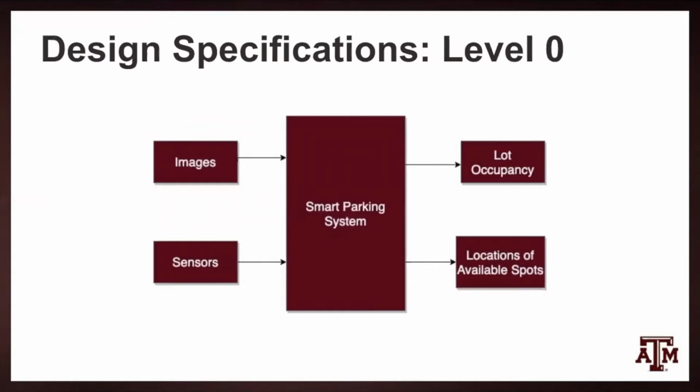The level 0. So on a basic level, we're gonna get an image and sensors that go through our system, and it will give us a lot occupancy and the location of available spots. Basically, we take a picture.